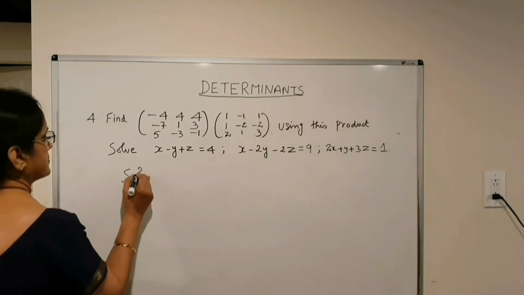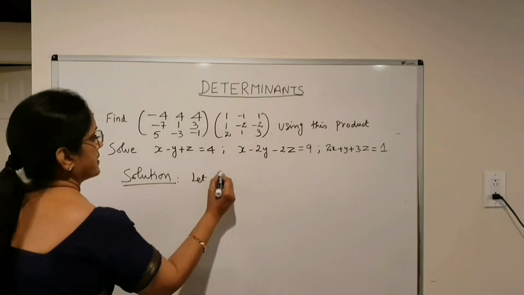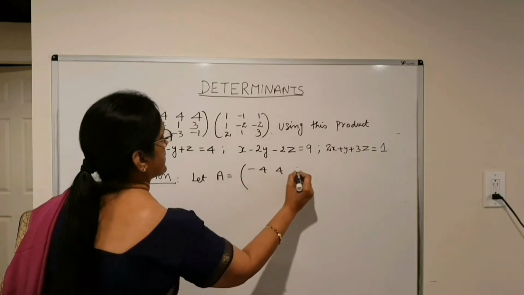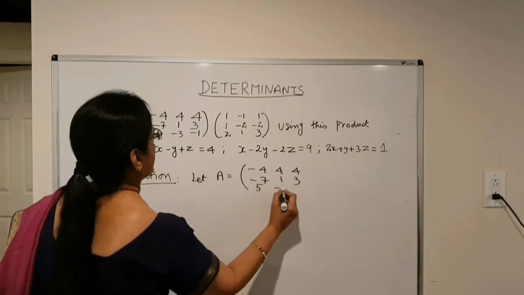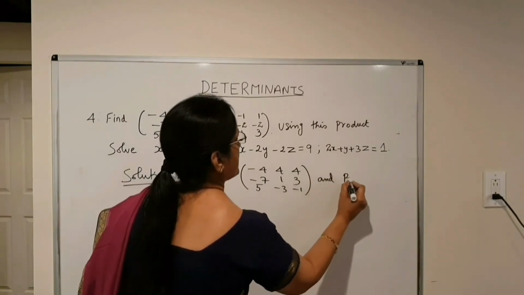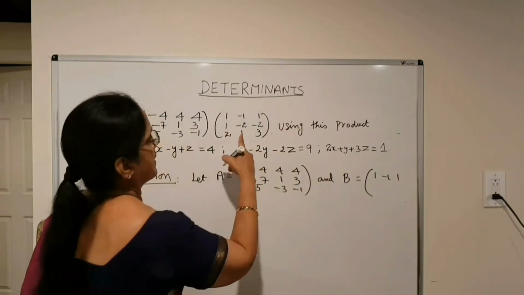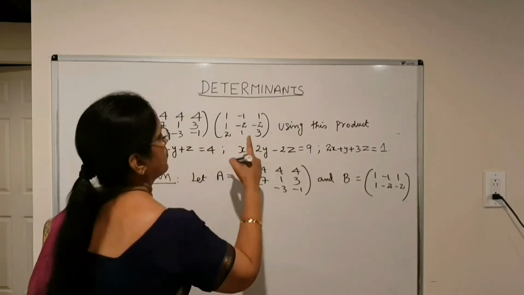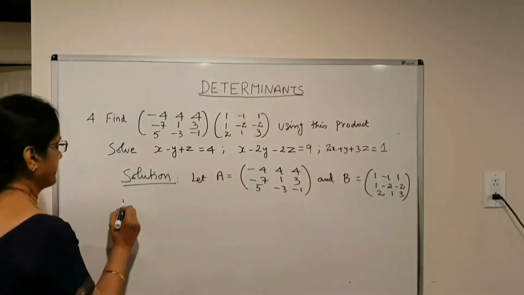Solution. Let A be the matrix [-4, 4, 4; -7, 1, 3; 5, -3, -1]. And B is equal to the matrix [1, -1, 1; -2, -2, 1; 2, 1, 3]. Now let's find the product AB.